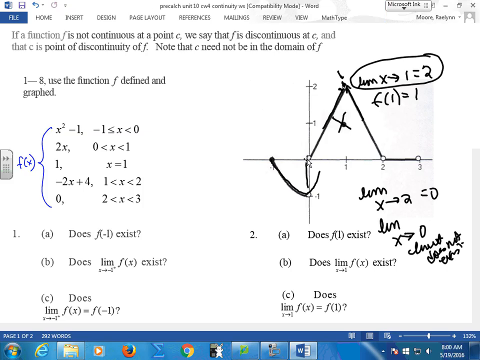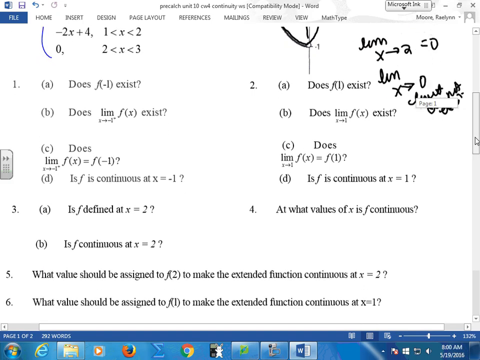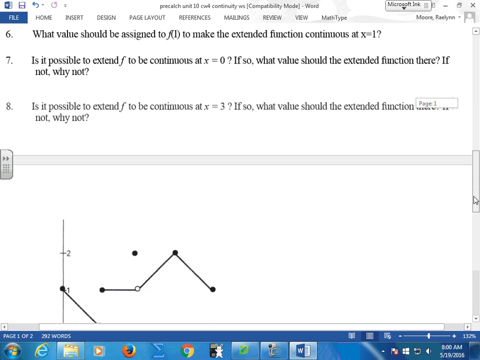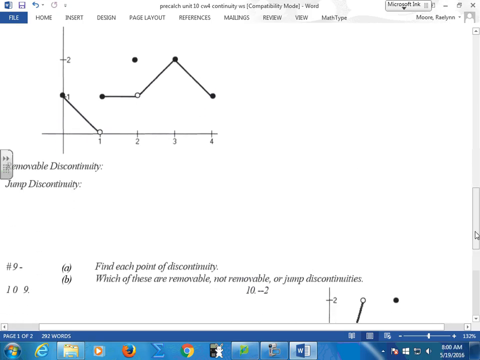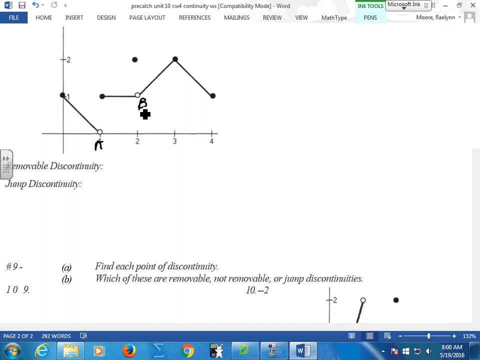Okay. So again, just be careful of where the limits exist. This worksheet was okay, but it's kind of redundant. It asks the same thing over and over. I do like this part down here. Again, if I label these points, which point is removable? Which point could I fill in and make my line continue?